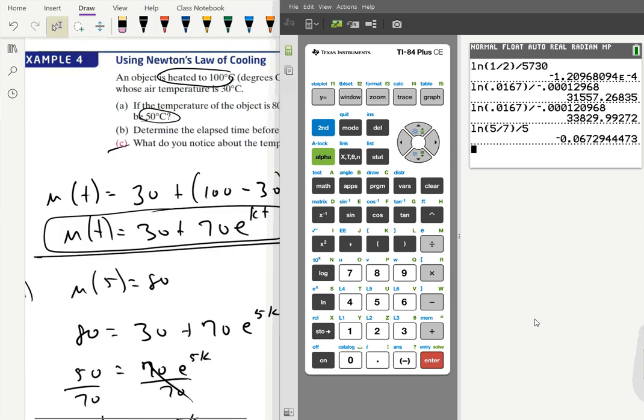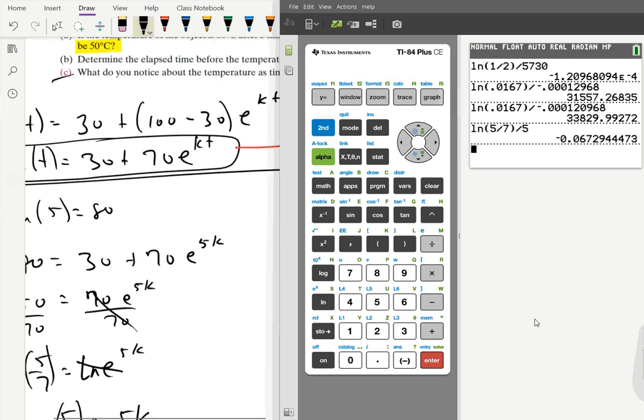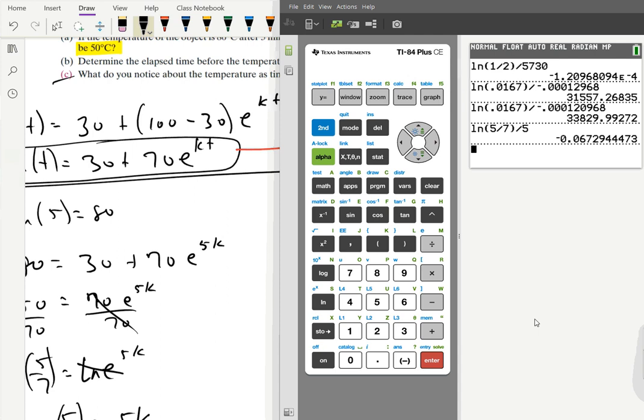Now we can answer the rest of letter A, because letter A is asking us, okay, when will its temperature be 50 degrees? So when will U of T equal 50? That's our idea. So we got 50 now equals 30 plus 70 e to the negative 0.0673 T. So let's go ahead and we'll subtract 30 from both sides. So we end up with 20 is now 70 e to the negative 0.0673 T.